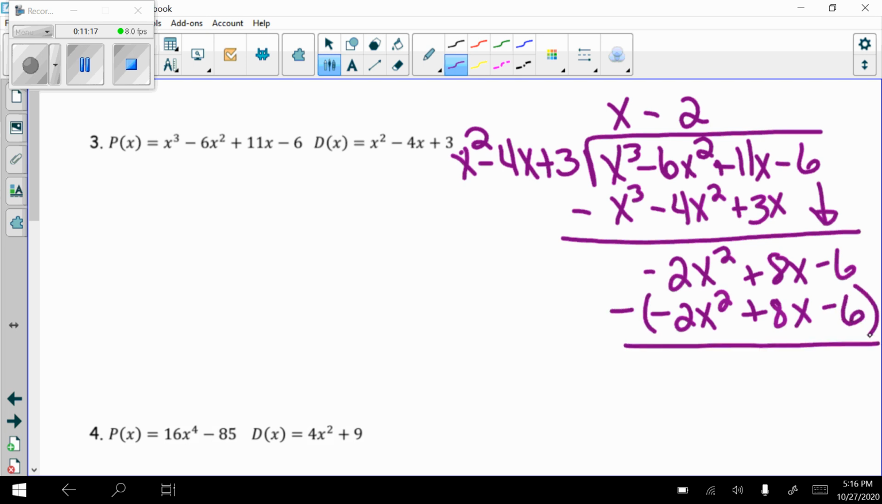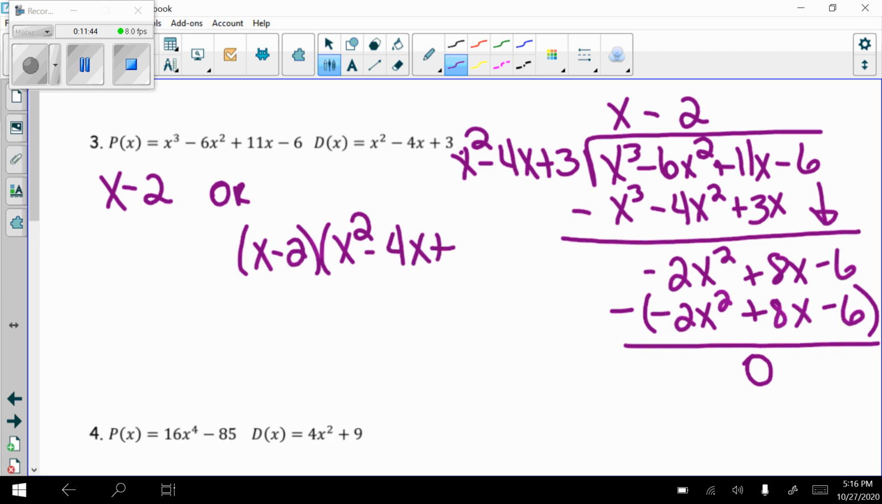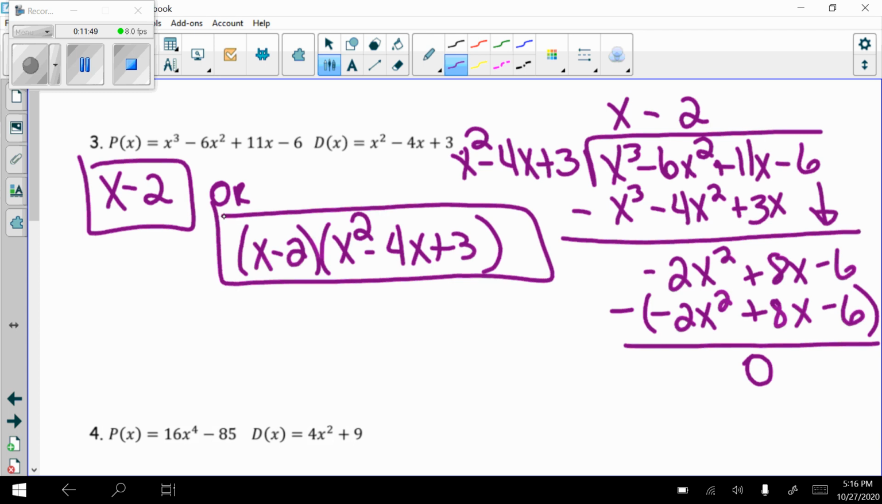Subtract all of these. Our 2x squareds cancel. Our 8x's also cancel. And our 6's cancel. And again, we have a remainder of 0. So my answer, my quotient is x minus 2. I don't have to put plus 0. Or I can do x minus 2 times my divisor, x squared minus 4x plus 3. Either of those are the correct answers.